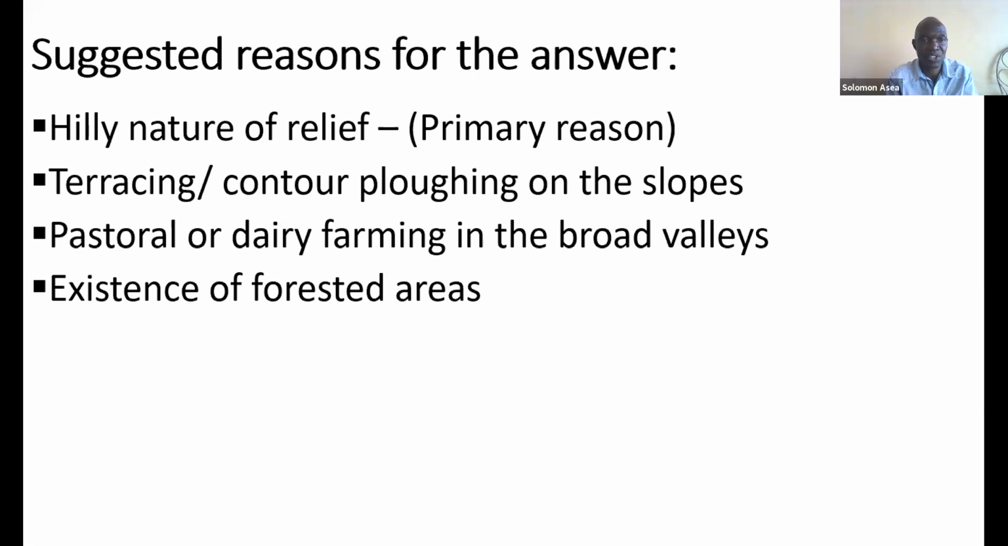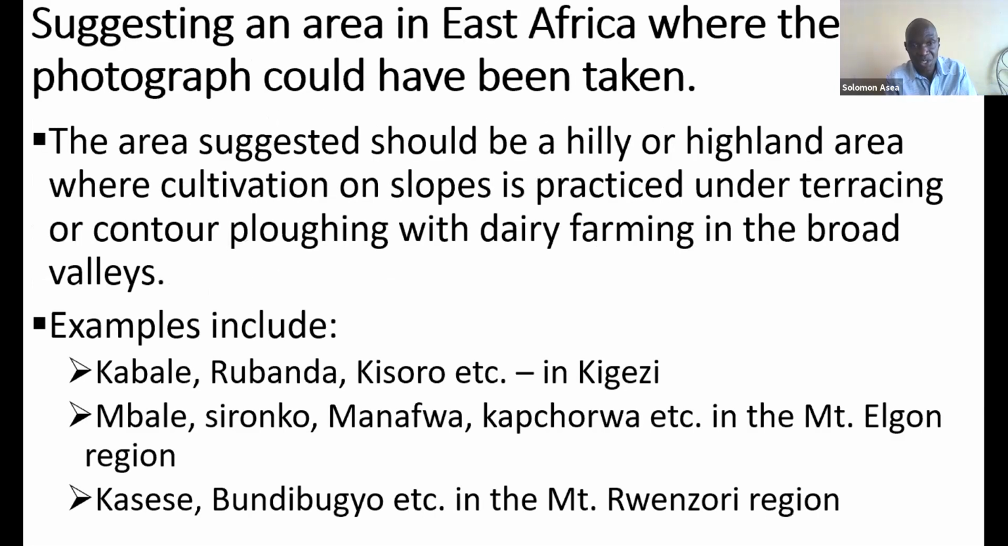Otherwise, for this place, the example, the areas in the Kigezi region, the Mount Elgon region. An area should not be a broad area. Don't say the photograph was taken in Kigezi. The photograph was taken in Western Uganda. The photograph was taken in Kabale district. And also a whole district, unless the whole district is like that.